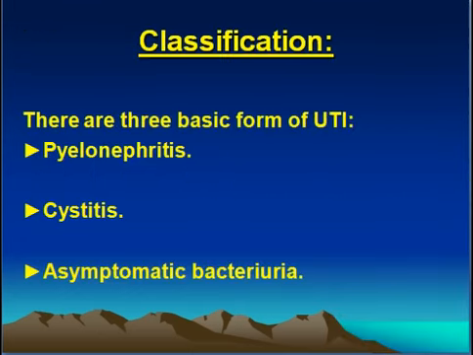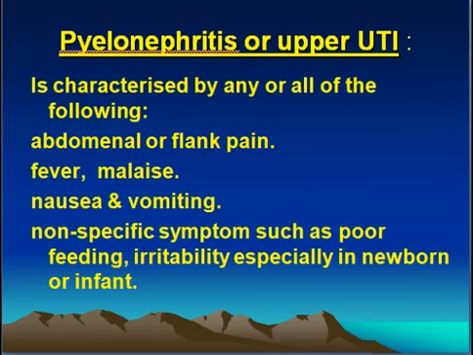Classification: there are 3 basic forms of UTI: pyelonephritis, cystitis, and asymptomatic bacteriuria. Pyelonephritis, or upper urinary tract infection, is characterized by any or all of the following: abdominal pain or flank pain, fever, malaise, nausea, and vomiting, and non-specific symptoms such as poor feeding and irritability, especially in the newborn or infant.